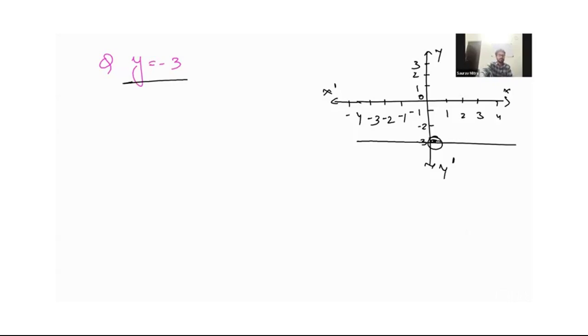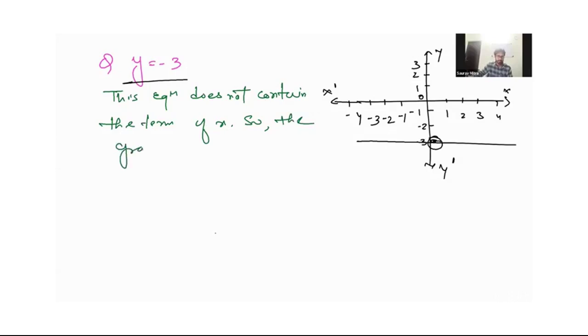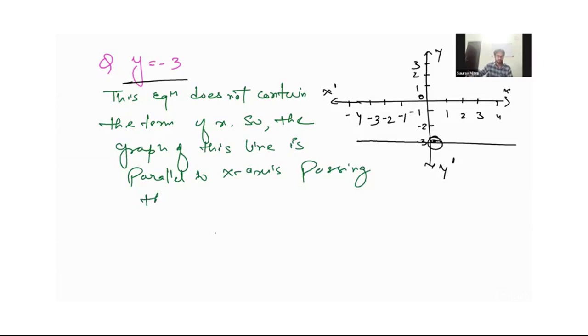Okay, so now y is equal to minus 3 means this equation, since this equation does not contain the term of x, the graph of this line is parallel to the x-axis, passing through 0 comma minus 3.